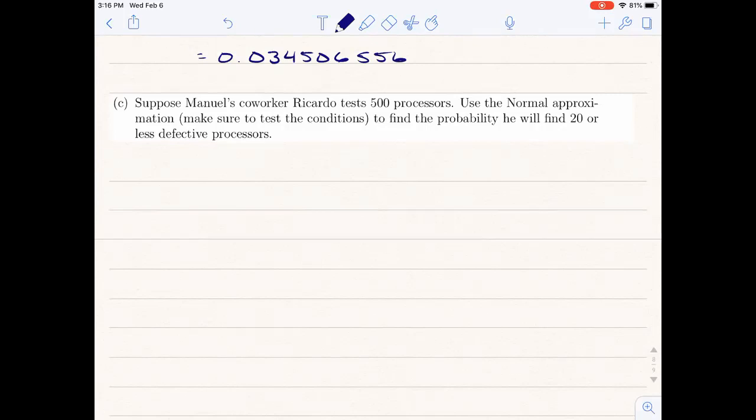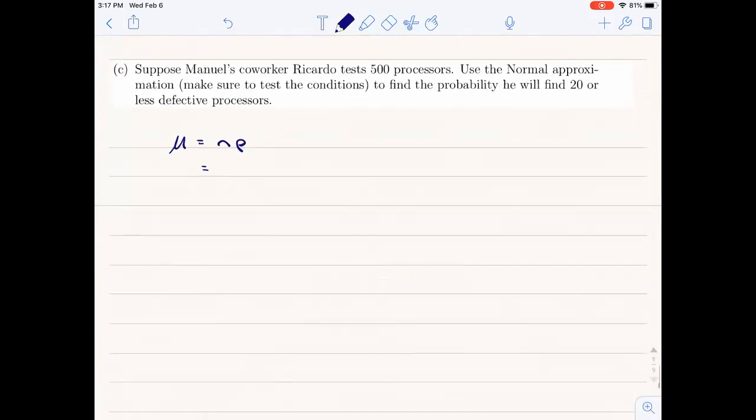So on your formula sheet, you know the mean and the standard deviation of a binomial. So first, mu is n times p, and now our n is 500, the number of trials, times p, which is 0.03. So 500 times 0.03 is 15. So out of these 500, we're expecting to see about 15 defective processors.